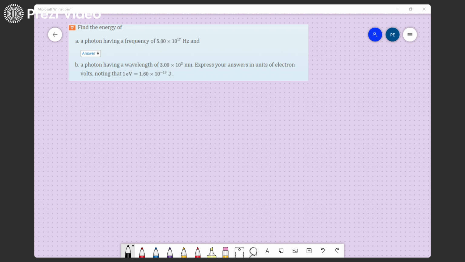Find the energy of A, a photon having a frequency of 5 times 10 to the 17 hertz, and B, a photon having a wavelength of 3 times 10 to the second nanometers. Express your answers in units of electron volts, noting that 1 electron volt is equal to 1.60 times 10 to the negative 19 joules. Now, we want to find what the energy is in both A and B of this problem. So we want to find that energy.